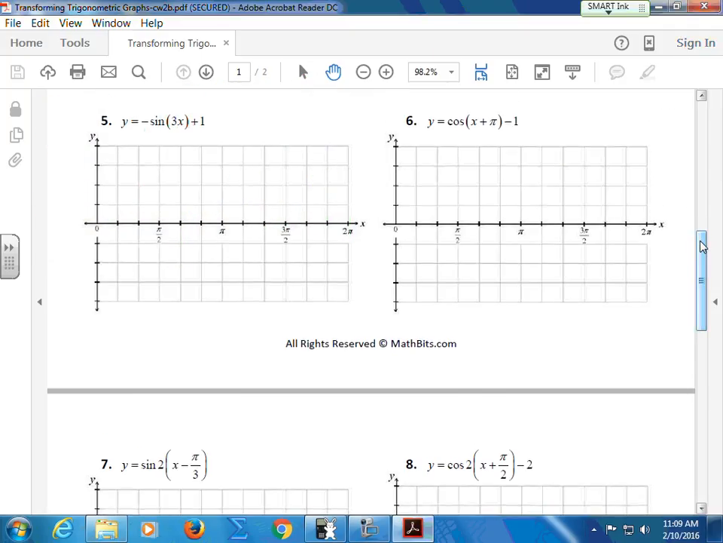Alright, so tell me a story about number 6. What's number 6? Why is this different than a regular cosine curve? What was transformed here? Anything you see? Plus pi. So what does this mean to me?